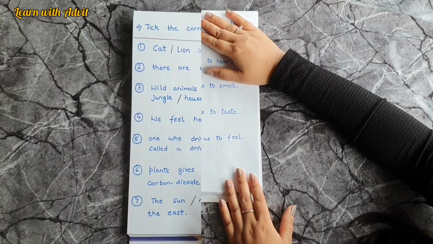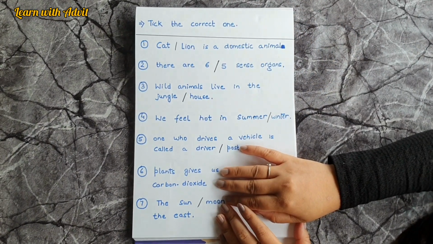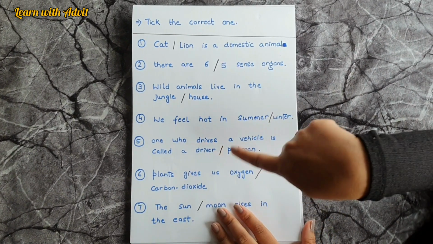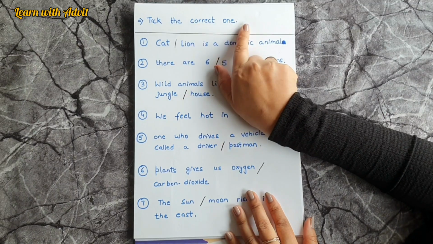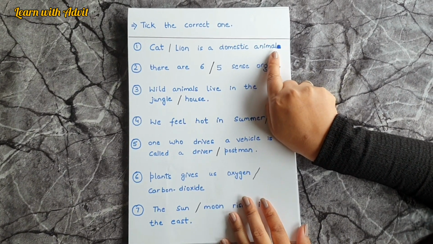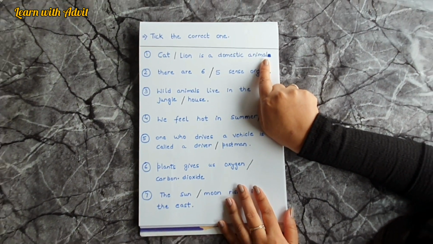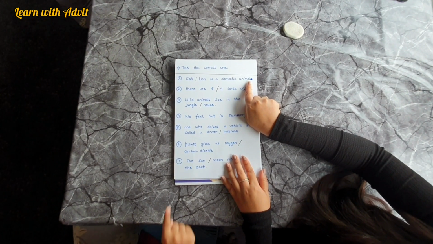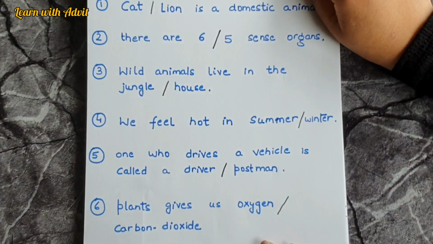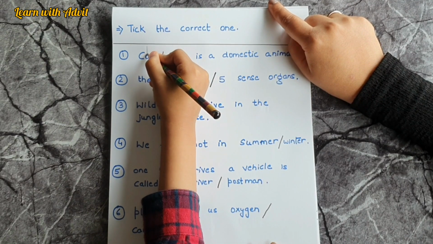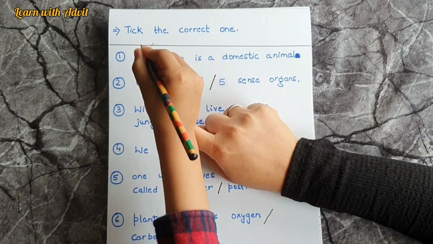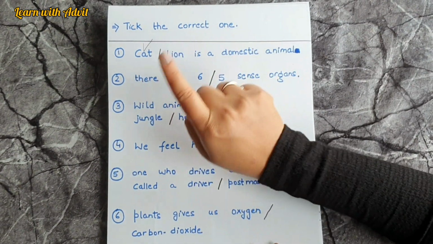Very good. So here I have written some mixed questions of true and false. Which one is correct? You have to tick. Okay? Tick the correct one. First, cat or lion, which one is a domestic animal? Cat. Come on, tick. Because lion is a wild animal. I'll just cross it. Don't cross it. You have to only tick the correct one.